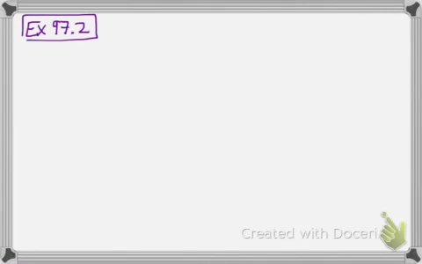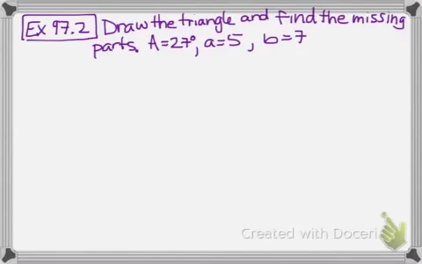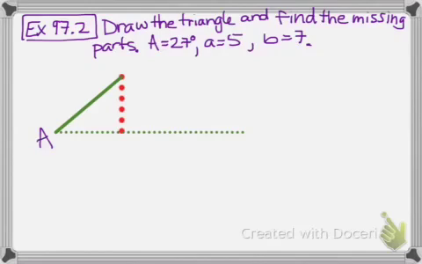Now we'll do a different example of a triangle that does work. It says draw the triangle and find the missing parts. Angle A is 27 degrees, side A is 5, and side B is 7. So the first thing we'll do is draw angle A, and we know that side A is going to be over here somewhere. Then side B is going to be next to angle A, so we'll label that B. That means angle B is down here somewhere, so then we will label C up on the top.